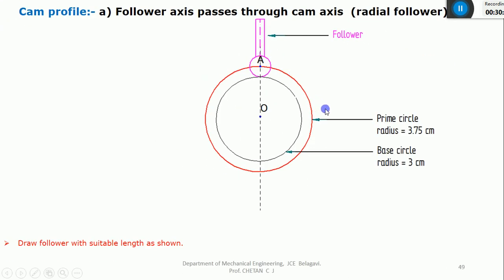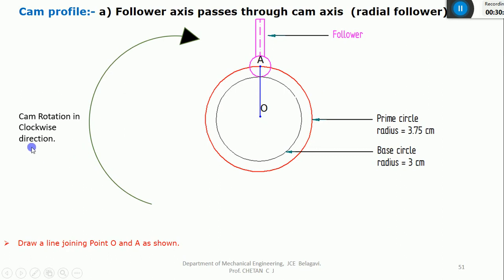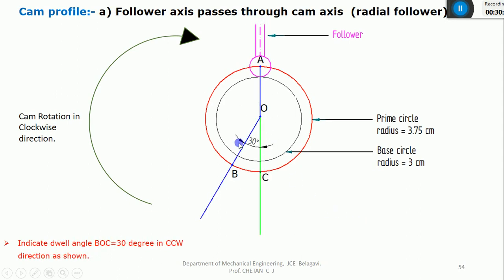Okay, sir. Okay. After this, I'll join A to O. And this is the direction of cam rotation. It is clockwise. I'll indicate all the angles counterclockwise, opposite to this one. That is the cam rotation. This is the reference line. The first angle is 150. Second is 30. And the next is 120. And next is 60. And you can see I have indicated all these alphabets A, O, B, B, O, C, C, O, D on this prime circle only.